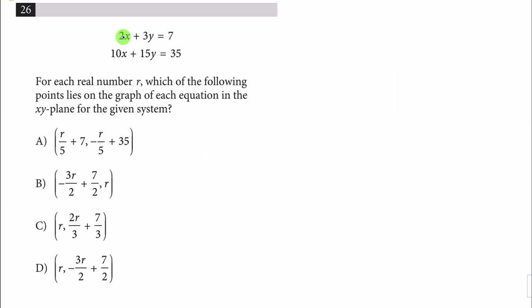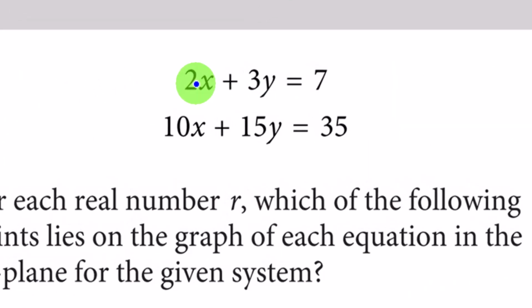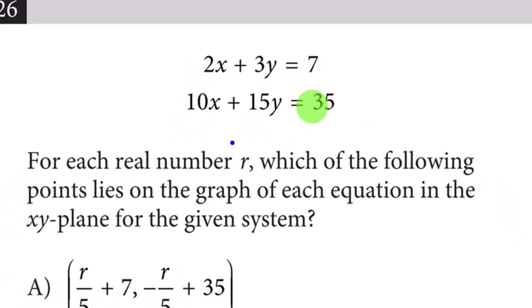So let's take a look at question number 26. You got two equations here. They are linear. 2x plus 3y equals 7. 10x plus 15y equals 35. And it's saying for each real number r, which of the following points lies on the graph of each equation in the xy plane for the given system.